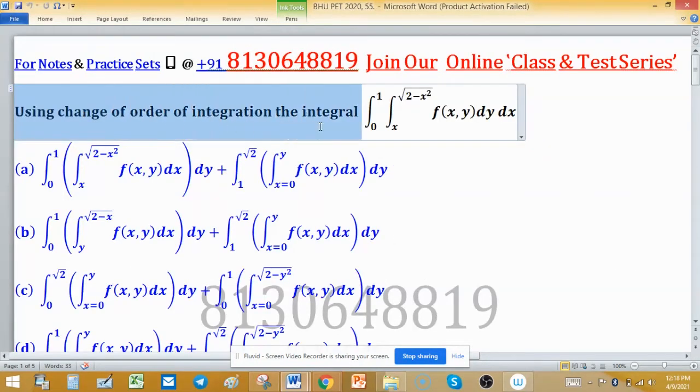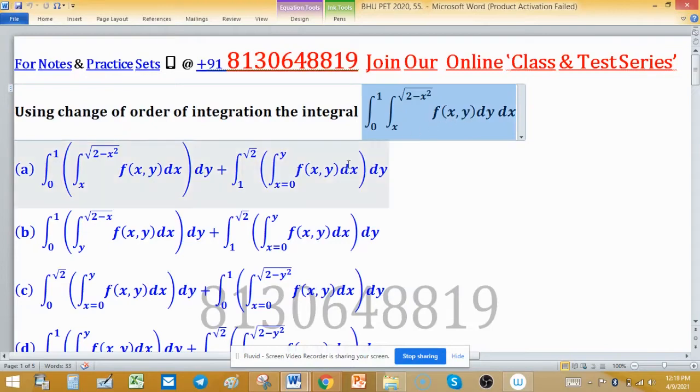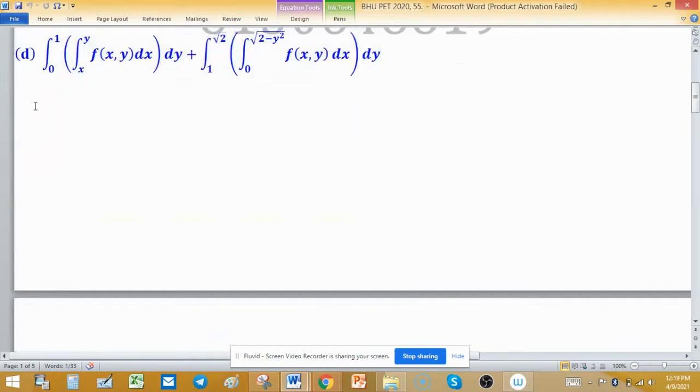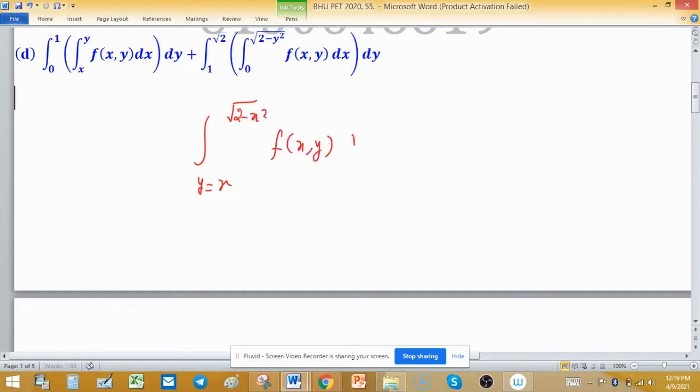Using change of order of integration, this integral is equal to which option? As this integral is given to us, the integral is y equal to x to root 2 minus x square f of xy dy dx, and the limit of x is from 0 to 1. We have to change this limit. As x is involved here, this is the limit of y equal to x, and y equal to square root of 2 minus x square.